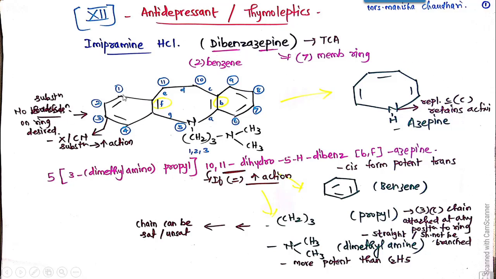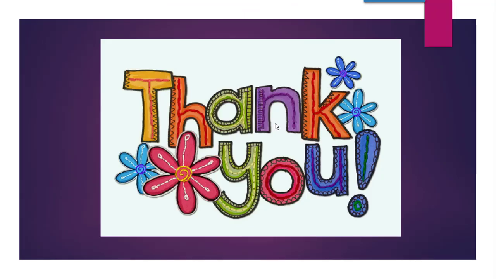So this was about the structural features and SAR of imipramine, an antidepressant drug, which can also be known as a thymoleptic drug, and it belongs to the class of tricyclic antidepressants. It is a derivative of dibenzazepine. With this, we finish the video on structural features and SAR of imipramine hydrochloride, an antidepressant drug. Thank you for watching the video.